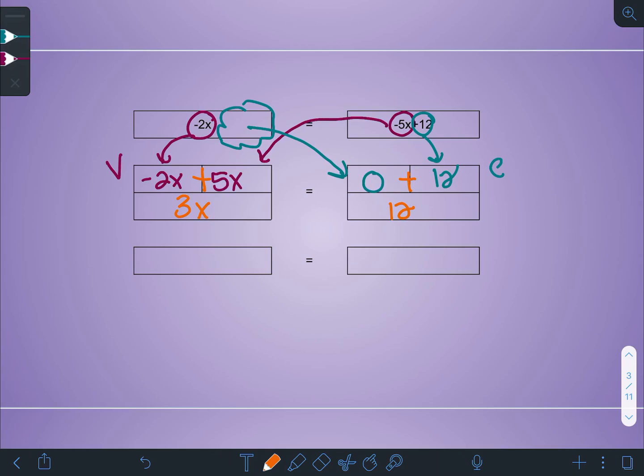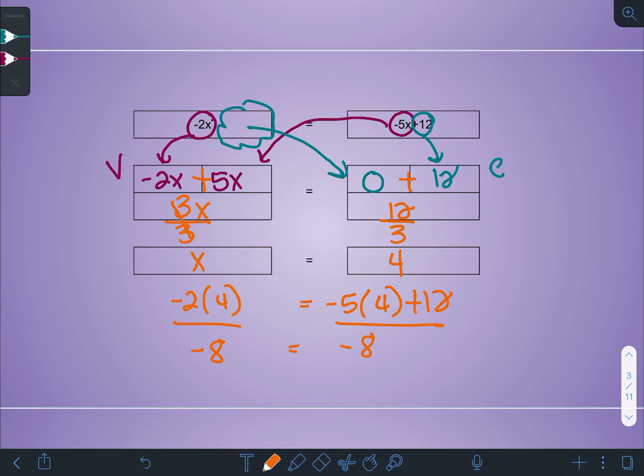And now I have a sweet and simple 6th grade equation. So I'm going to divide by 3, divide by 3. Those cancel. X is equal to 4. So again, you could check this by doing negative 2 times 4 is equal to a negative 5 times 4 plus 12, which gives me on this side a negative 8. On this side, a negative 8. So I know my solution for sure is x equals 4.